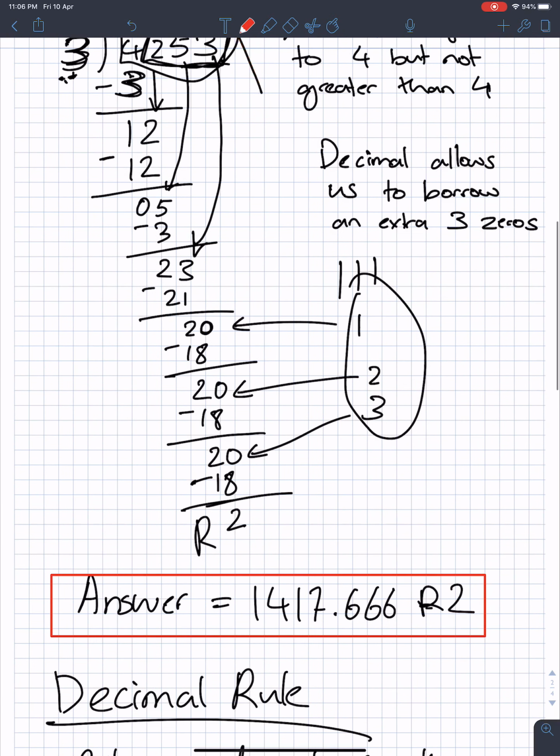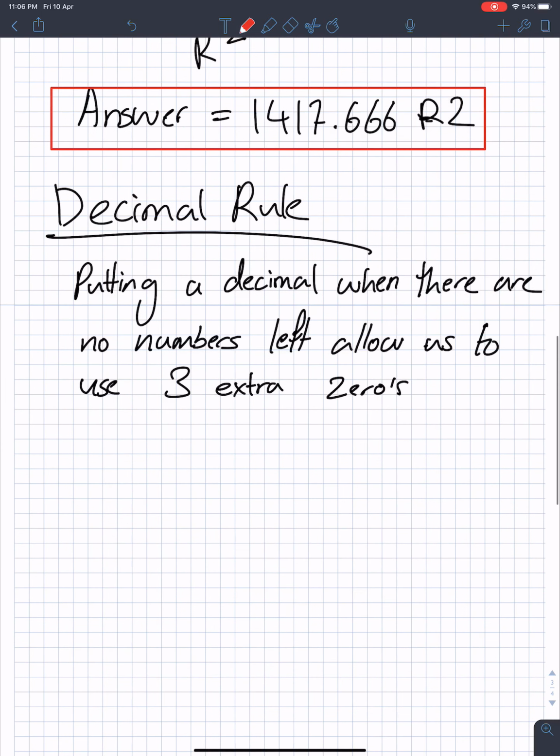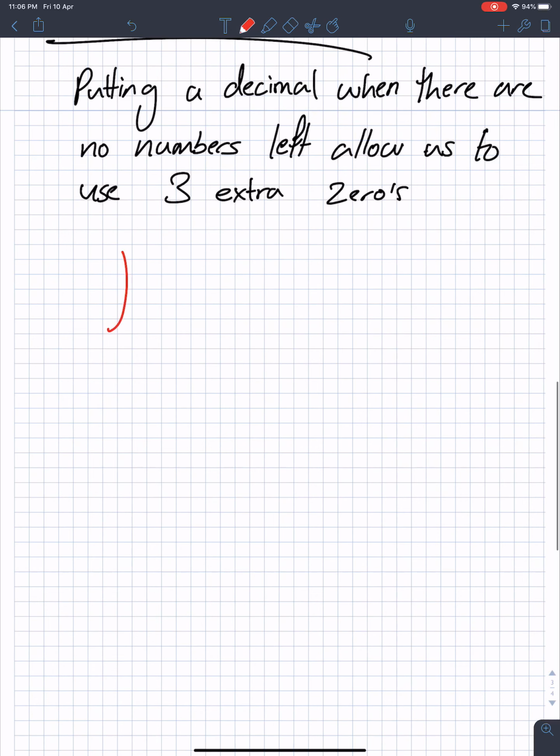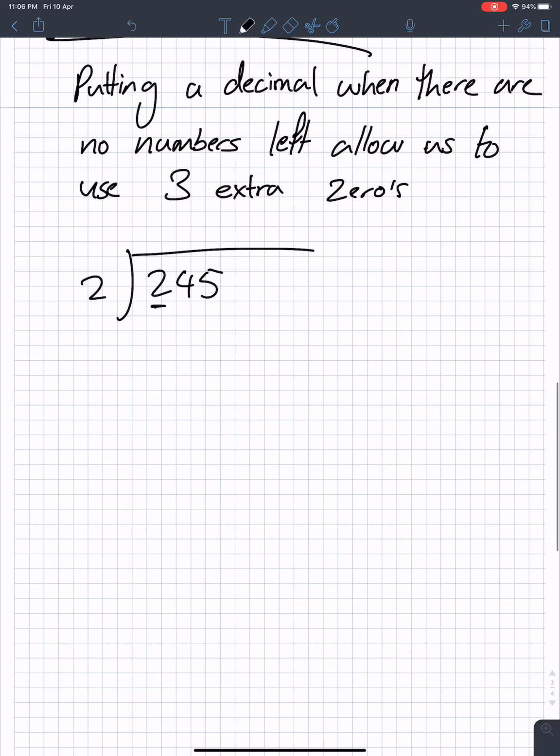But let's go ahead and do another equation. For example, 245 divided by 2, nice and simple one. Okay, so again, 2, we look at the first number. 2 is equal to 2 here, so we don't need to combine 4 to make it 24. So 2 is enough. So we say our 2 times table till we get to 2. 1 times 2 is 2. Subtract these 2, and you're left with 0.